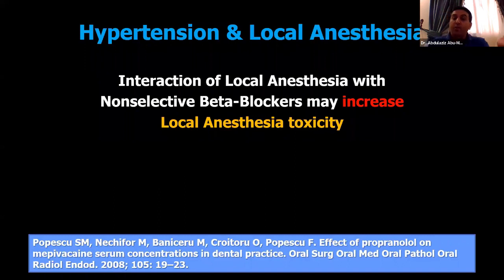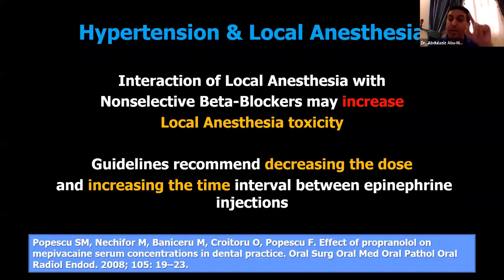The problem with local anesthesia is that the epinephrine and the local anesthetic itself, with non-selective beta blockers, may increase the local anesthesia toxicity. So can we use it with epinephrine? Yes, and we should, but we have to reduce the amount and increase the time interval. If I'm giving a local injection now, I cannot give the next one after a few minutes. I have to wait 10, 15 minutes.